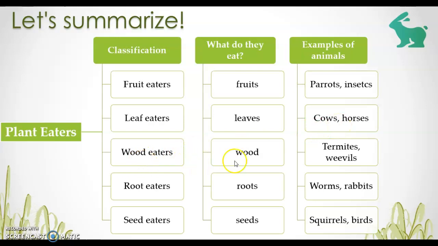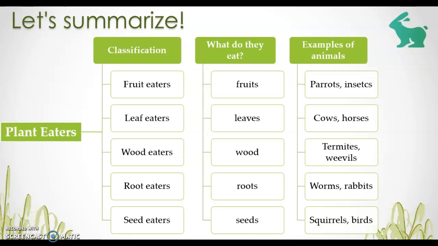Wood eaters eat wood, ¿cierto? Such as termites and weevils, yes. Root eaters eat roots, such as worms and rabbits. Remember that rabbits usually eat carrots, and carrots are roots. And seed eaters eat seeds, such as squirrels or birds, okay?